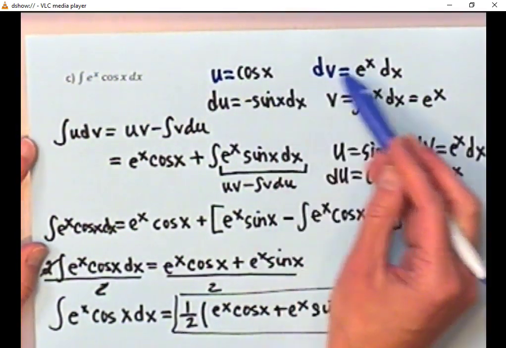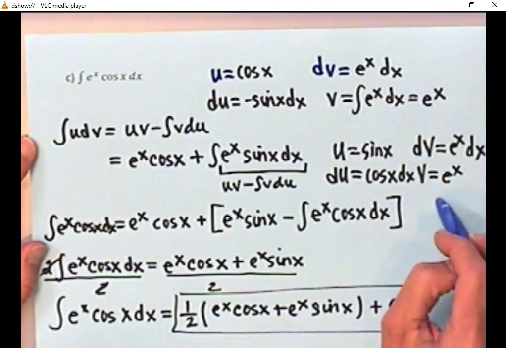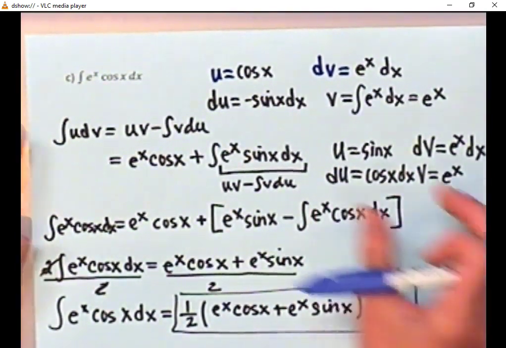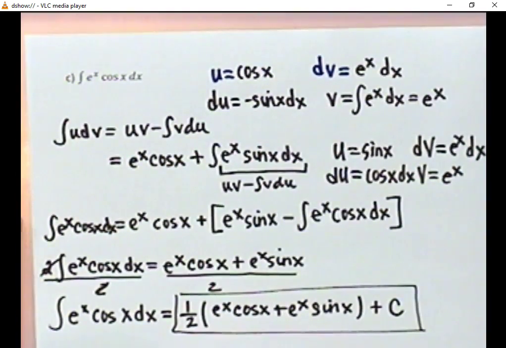Don't switch the u's and dv's the second time you do it. Stick with whatever you've chosen to begin with and follow that pattern. Okay, let's do one more for this.